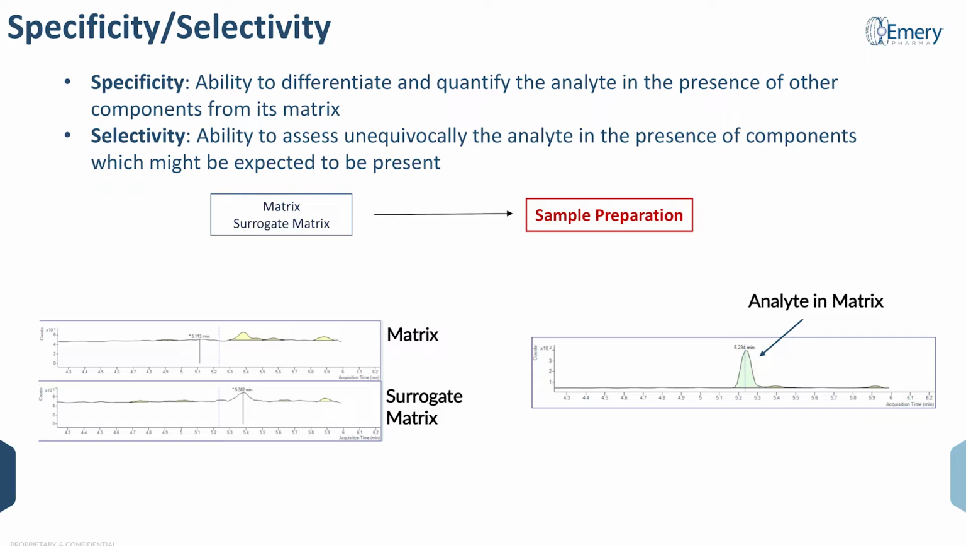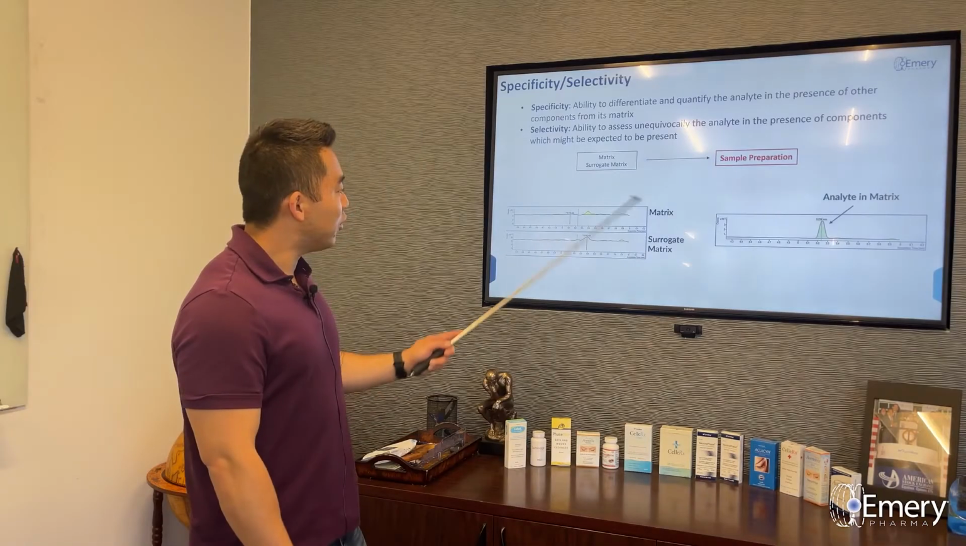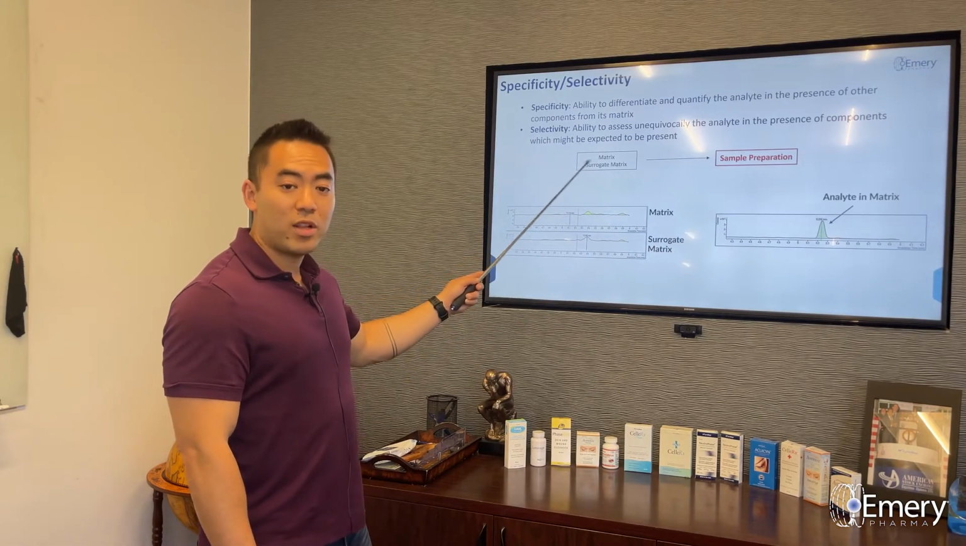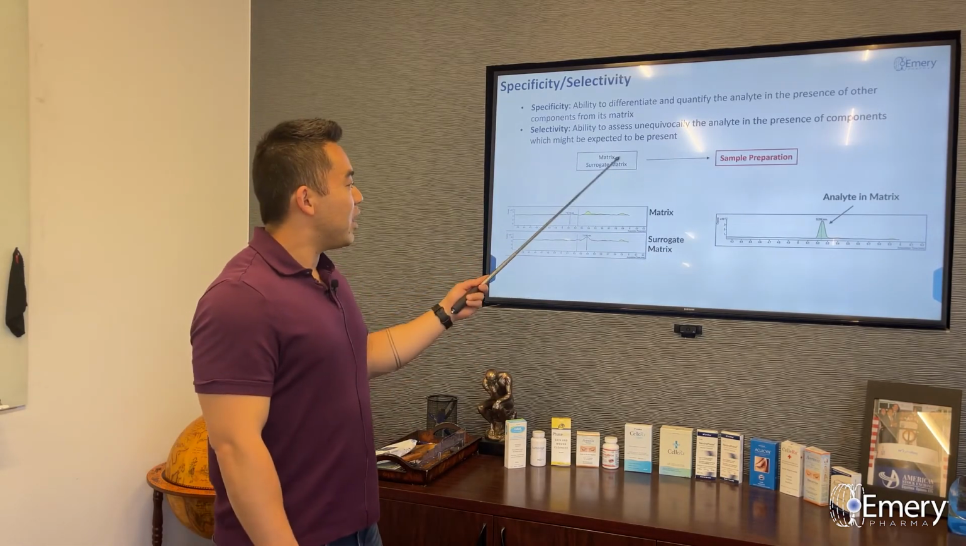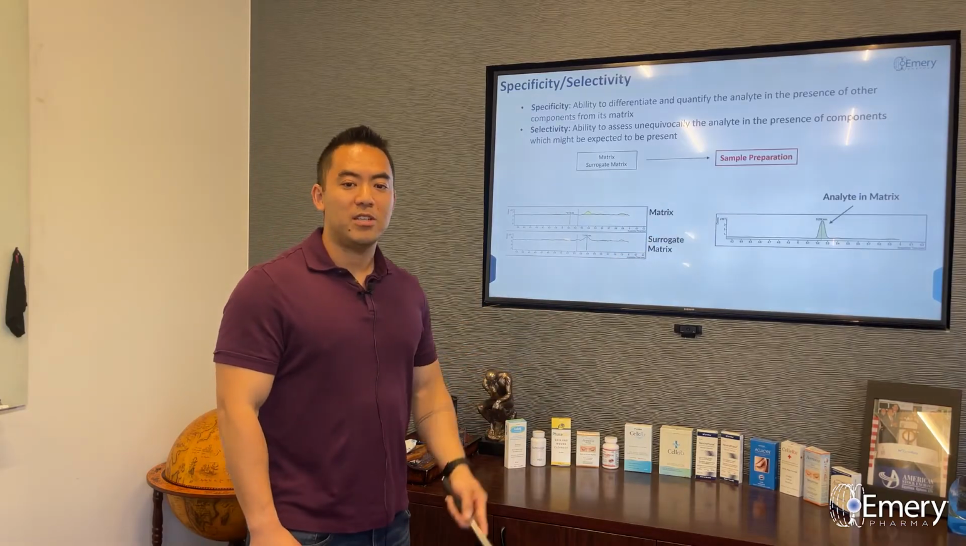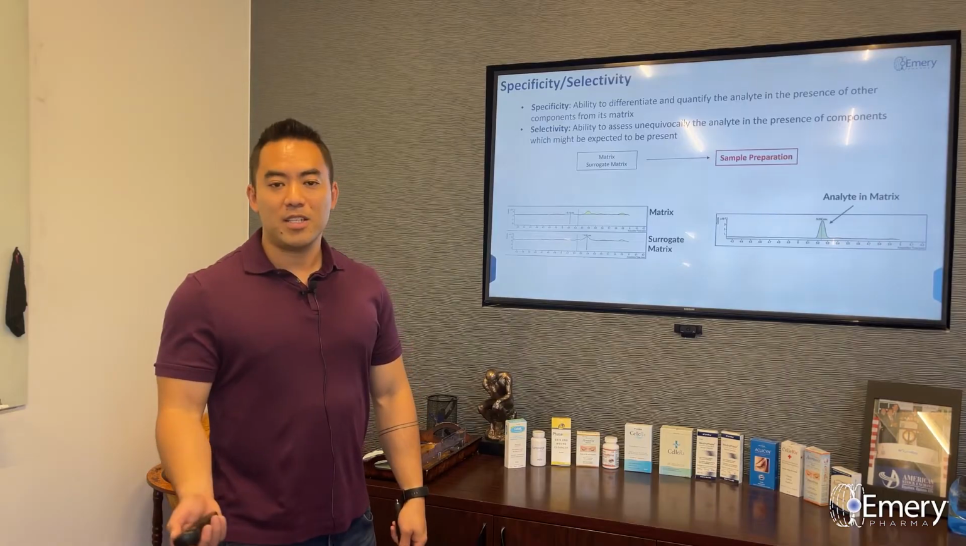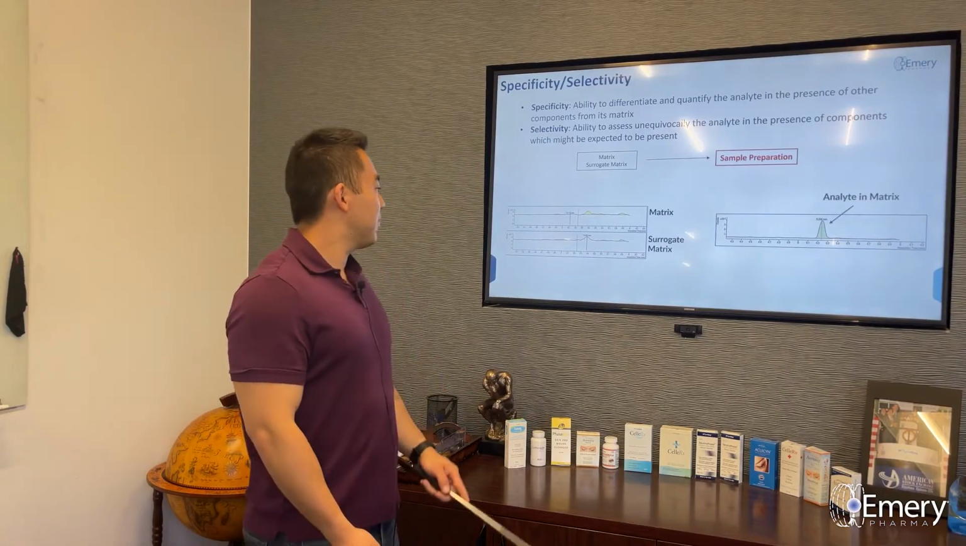Selectivity is the ability to assess this analyte in the presence of other components. Oftentimes with formulations, there's more than one component and not just the API itself. So in order to conduct this, you take both your matrix as well as the surrogate matrix, and you undergo that same sample preparation. So in the example that I talked about, we did a protein precipitation followed by a centrifugation filtration step.